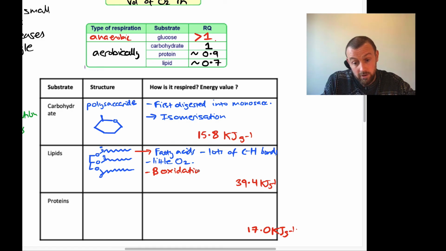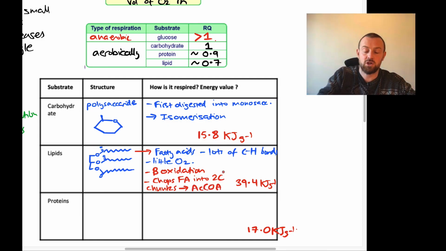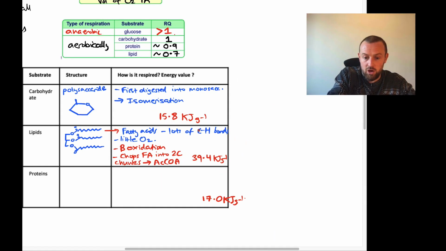Beta oxidation chops FA, which is fatty acid, into 2 carbon chunks, and then they go into acetyl-CoA. Okay, so I'll just zoom out and show you where that occurs.